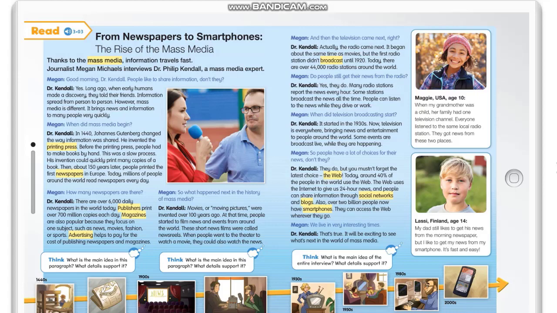So what happened next in the history of mass media? Movies, or moving pictures, were invented over 100 years ago. At that time, people started to film news and events from around the world. These short news films were called newsreels. When people went to the theater to watch a movie, they could also watch the news.